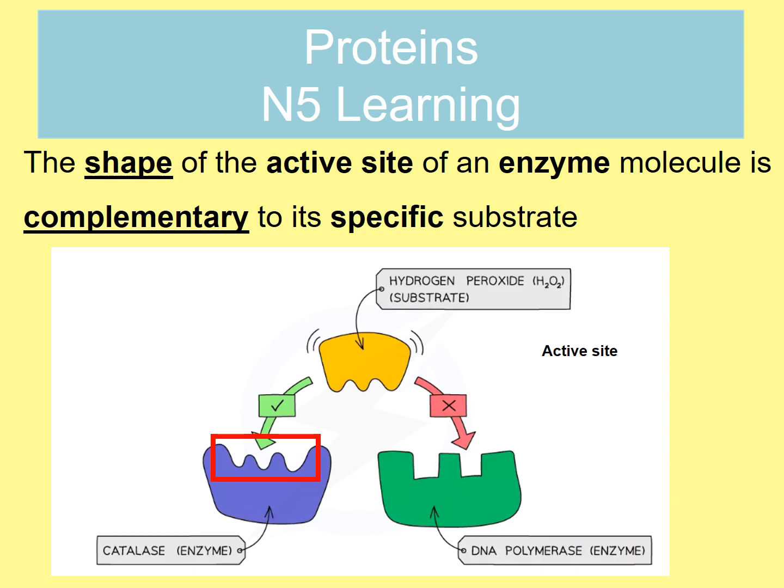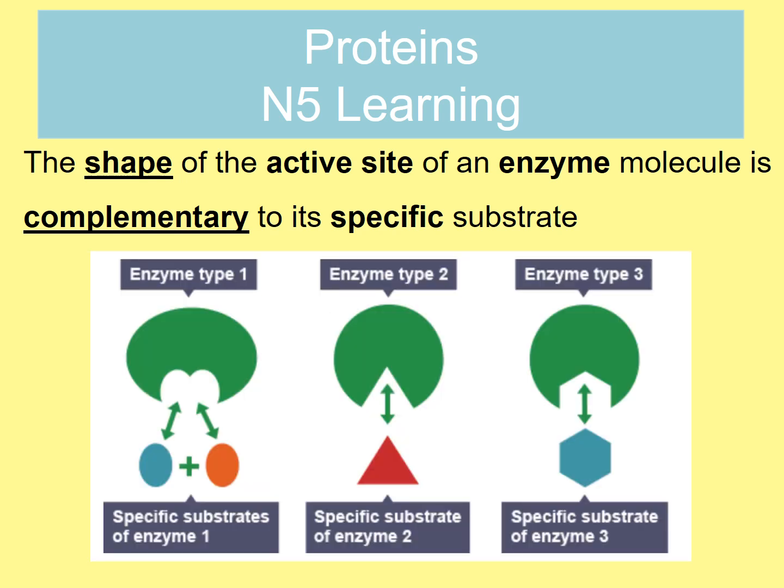If you look at the alternative enzyme that's in green, which is DNA polymerase, just a random other enzyme, you'll notice the shape of the active site on DNA polymerase is not complementary to hydrogen peroxide. So therefore, those two substances wouldn't be able to bind together. So the shape of the active site of an enzyme molecule is complementary, and we need to use that word complementary, to its specific substrate.